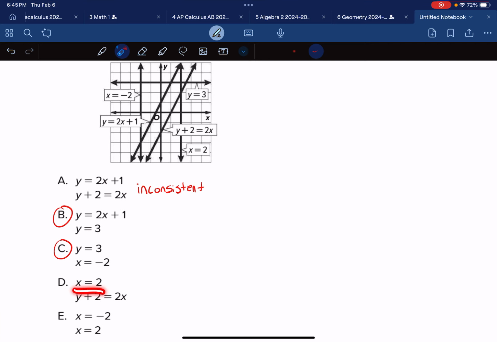Let's see, x is equal to 2 is this line right here. And then I have y plus 2 is equal to 2x is this line right here. Notice that there's exactly one intersection. This is also an answer.